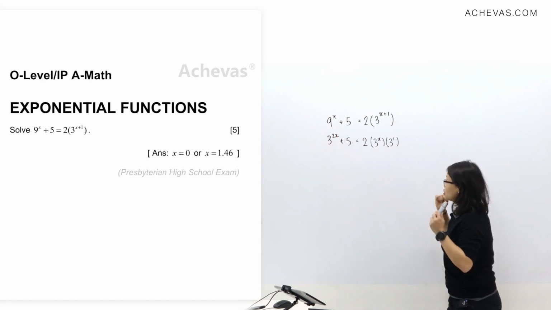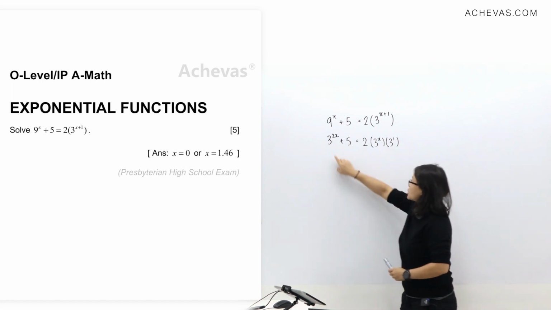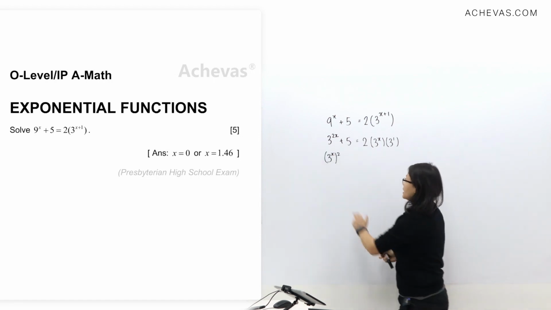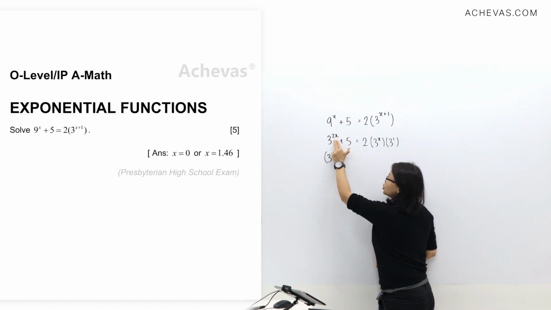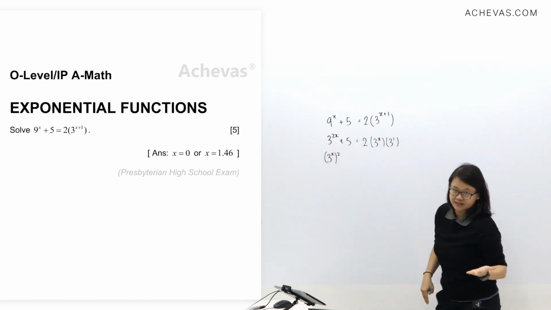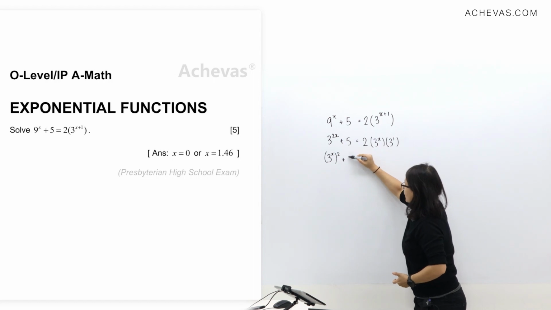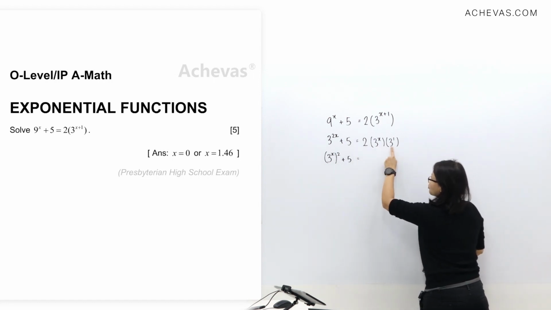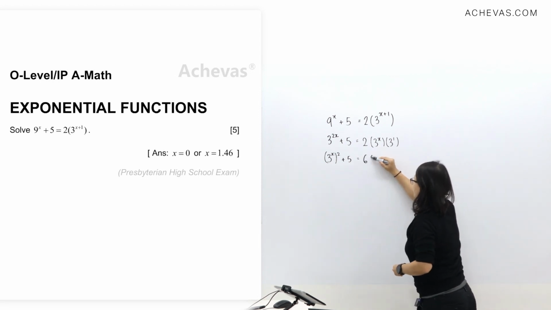Now let's take a look. I'm going to do a bit of adjustment here. So what I can do about this one is that I'm going to rewrite 3 power x, then bracket it. Power 2, I write outside. This one still means x times 2. 2 times x, x times 2, they are the same. Okay, so I'm going to write plus 5. On the right hand side, I can see 2 times 3, that's a 6.